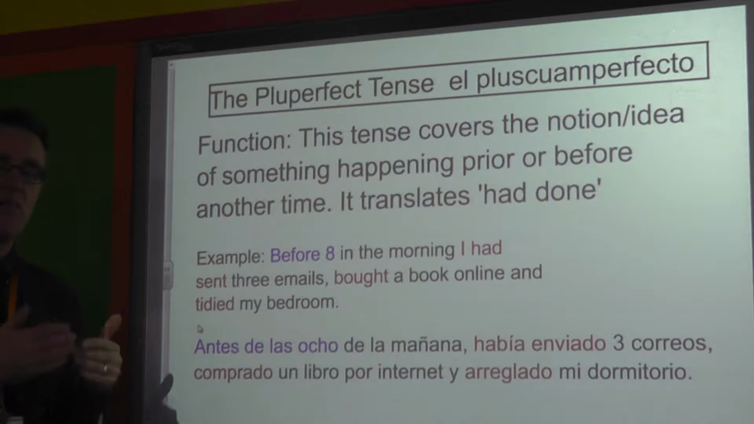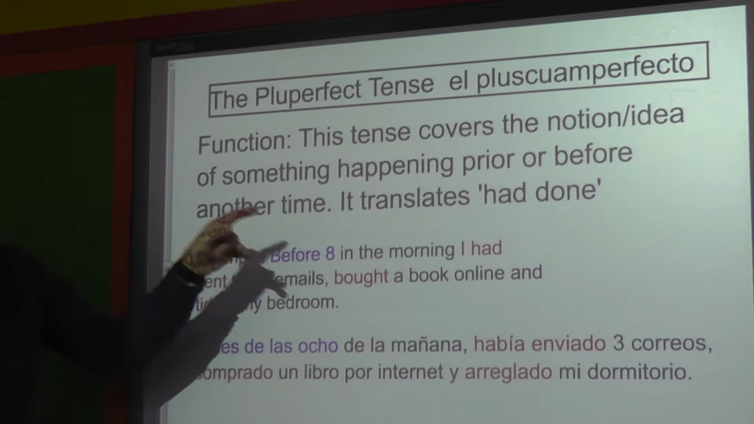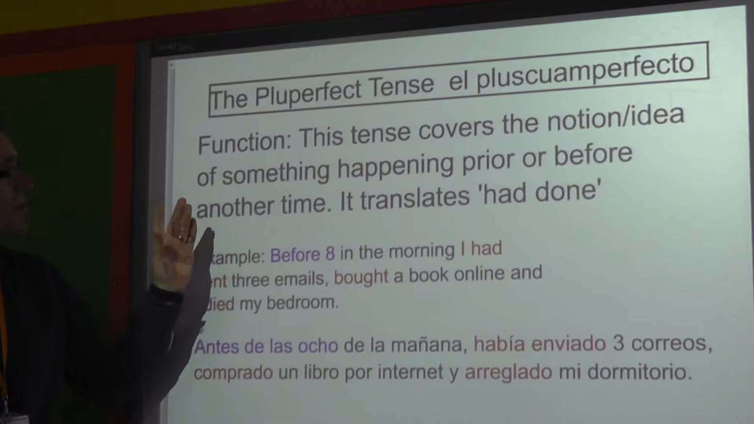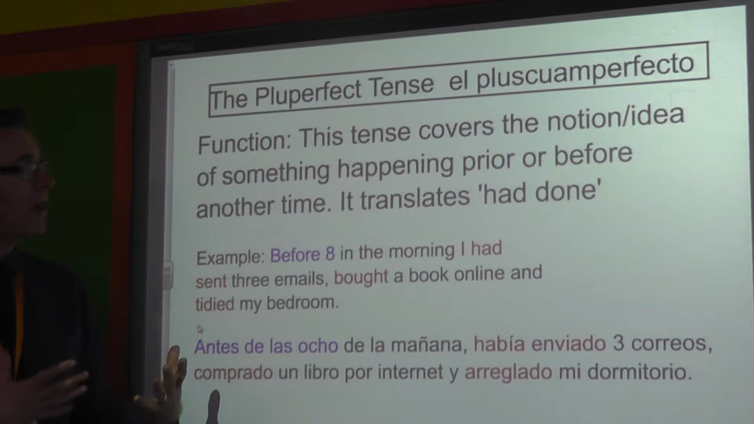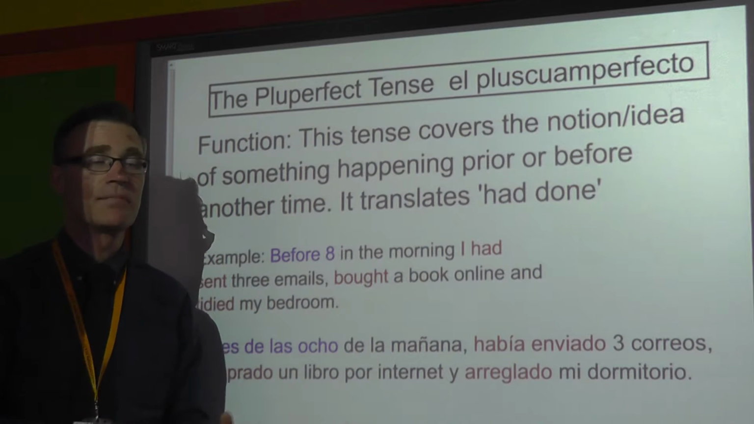So this afternoon we're going to have a look at a tense which is a useful tense. It's set right back in the past time frame. It's called the pluperfect tense, el pluscuamperfecto en español. Bueno, so the function, this tense covers the notion idea of something happening prior or before another time. It's often translated as the had done.